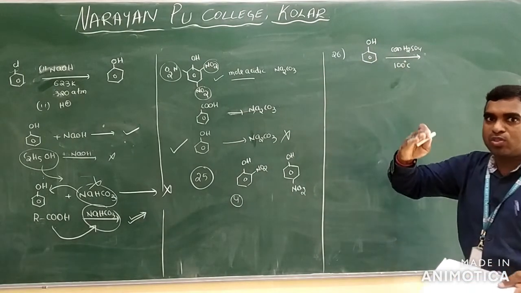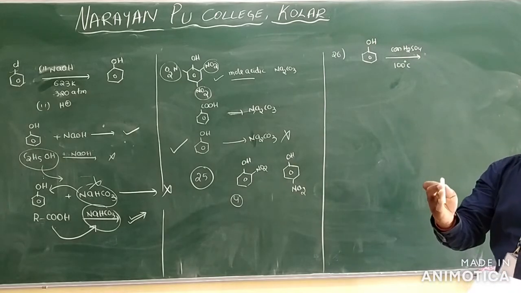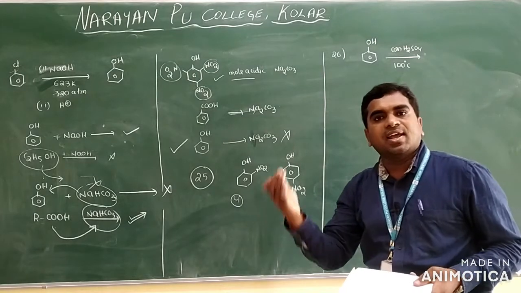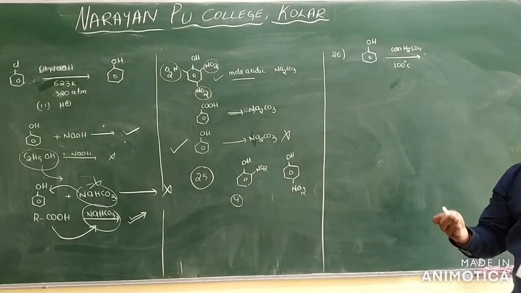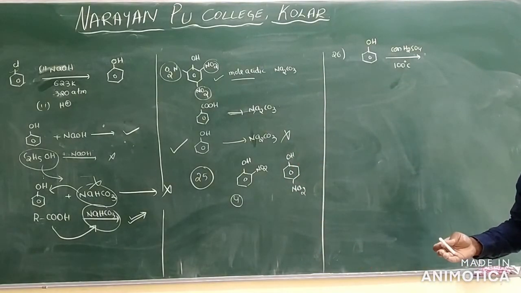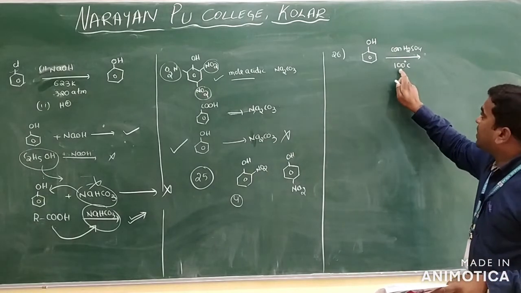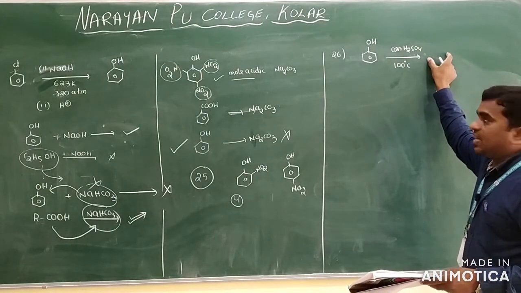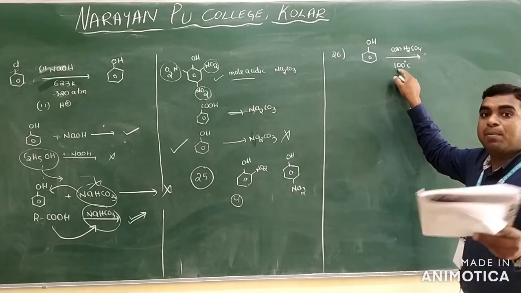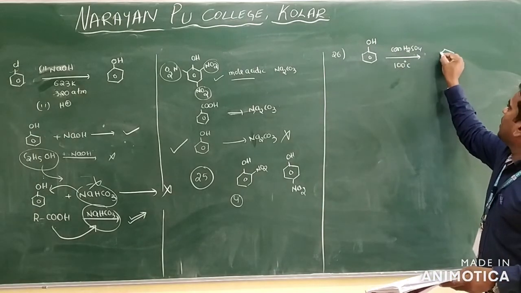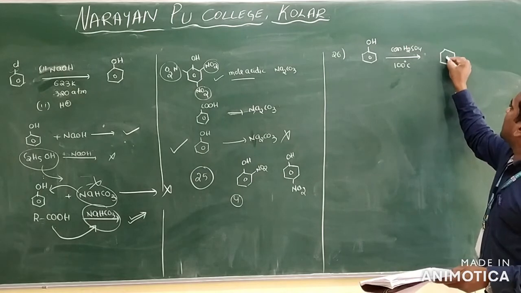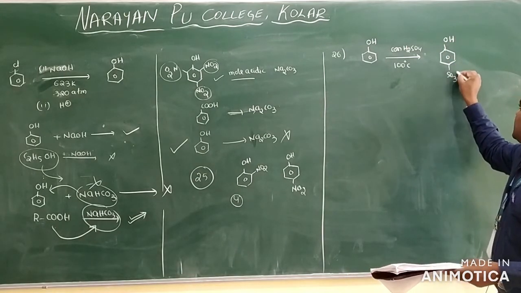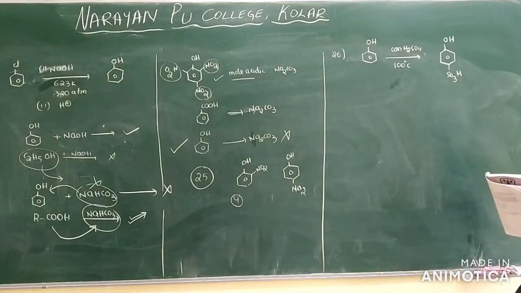You will get phenol sulfonic acid, the 2-hydroxy benzene sulfonic acid and 4-hydroxy benzene sulfonic acid. But I already mentioned in the PU part, at 25 degrees centigrade, the ortho product is the major. At 100 degrees centigrade, the para product is the major. So 100 degrees centigrade they have clearly mentioned, so that's why OH and SO3H. This is the product. Clear?